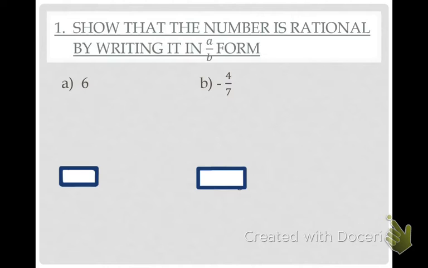The instructions for number one say, show that the number is rational by writing it in A over B form. A over B form simply means you need to have a numerator and a denominator. That's all it means. So let's look at problem A. It says 6. Is there any way that we can turn that into A over B form or into a fraction form without changing that it means 6? Yes. 6 over 1 means the same exact thing.